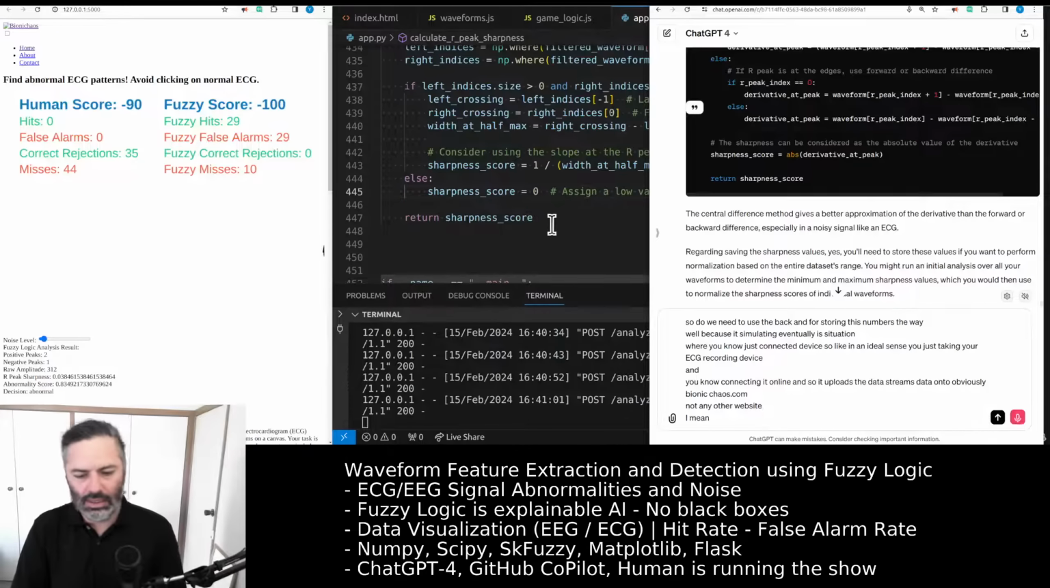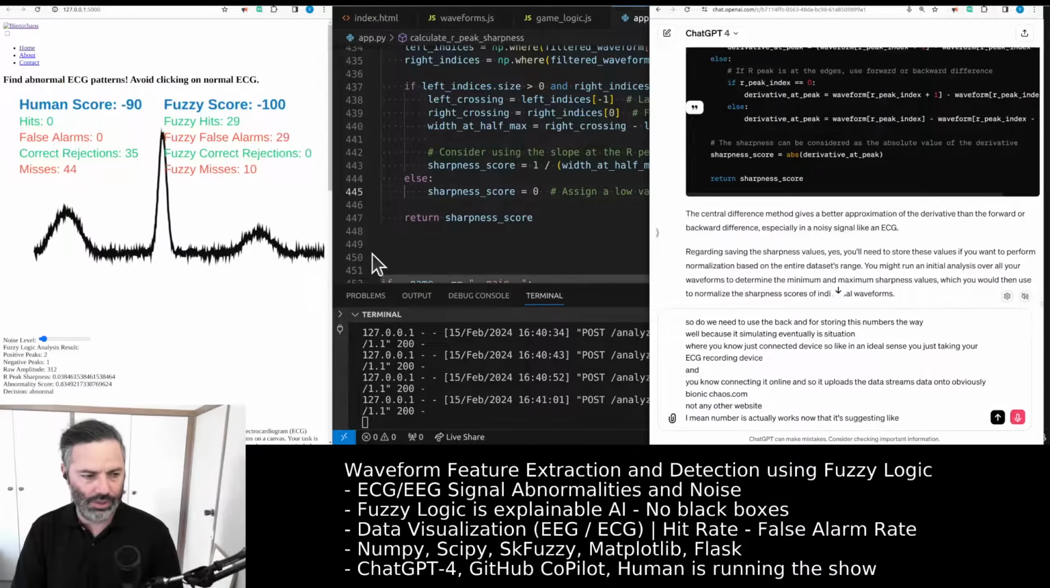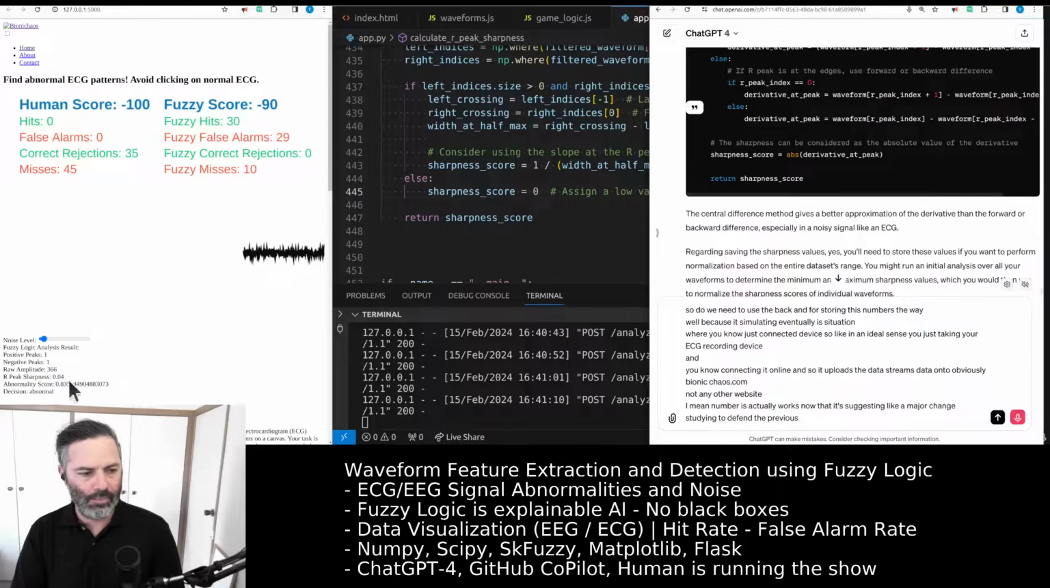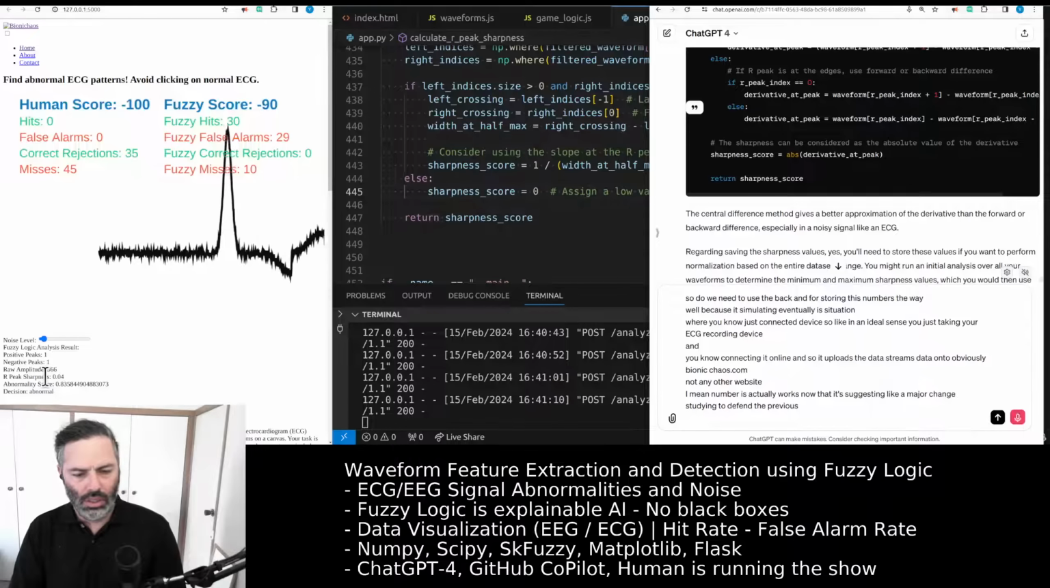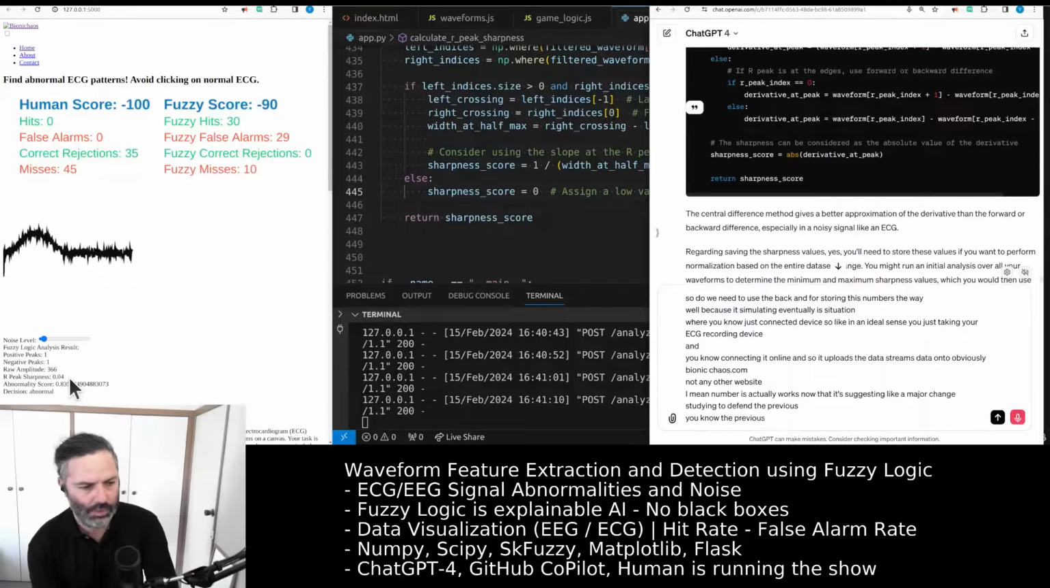No, I mean, that number actually works now that it's suggesting a major change. I'm starting to defend the previous algorithm.